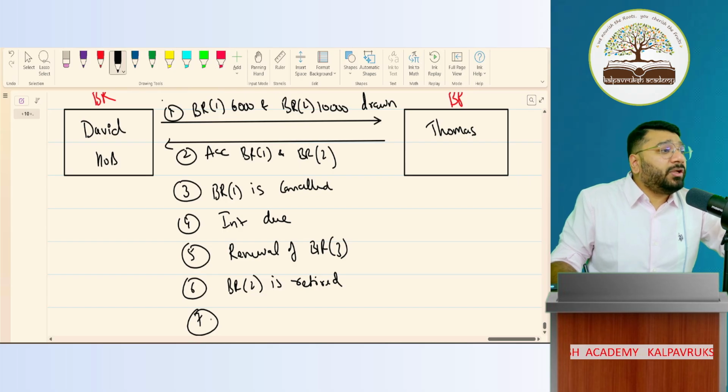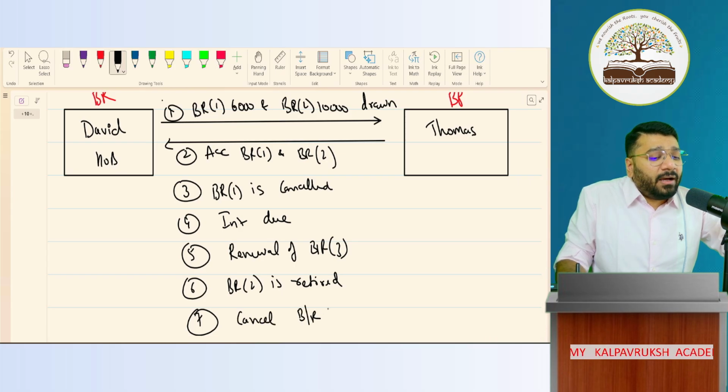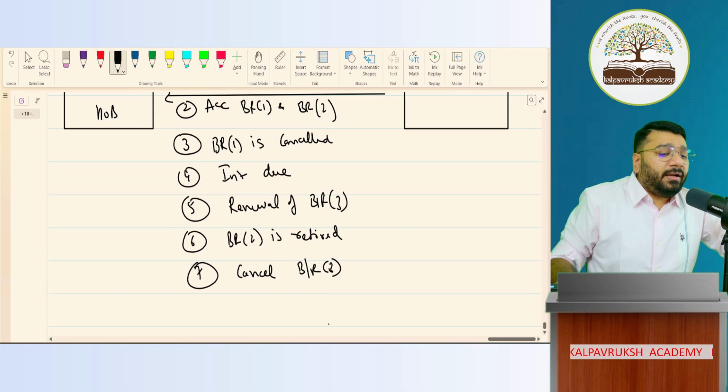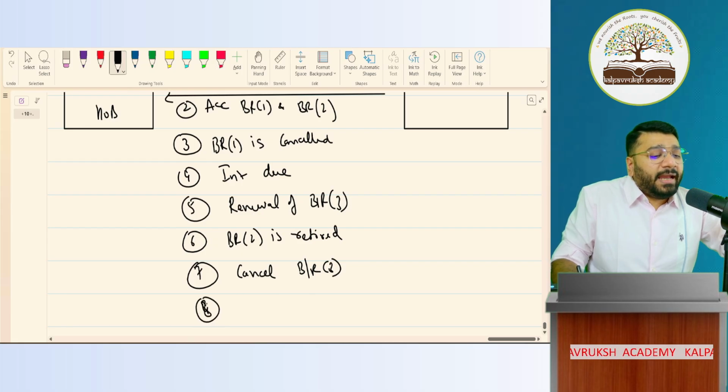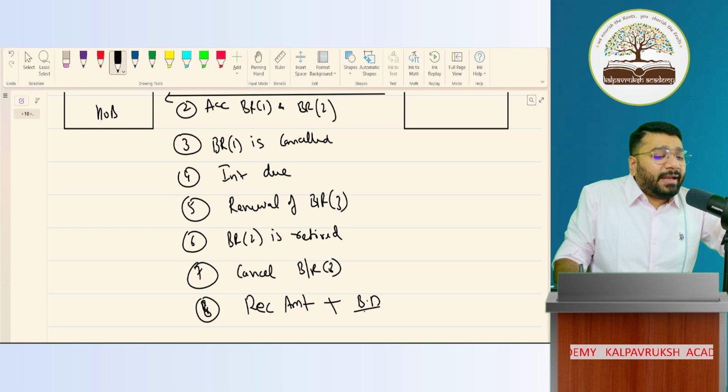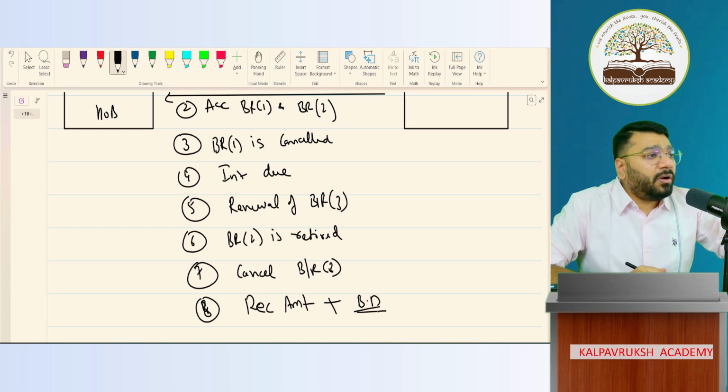Upon being insolvent, you're supposed to cancel the BR3. Cancel BR3. And whatever money is recovered, eighth transaction, whatever money is recovered, receive the amount. And whatever money you don't receive, for that put bad debt entry. Got it, not got it?